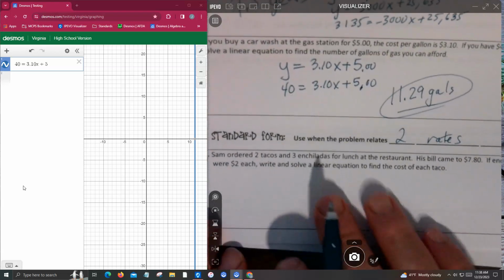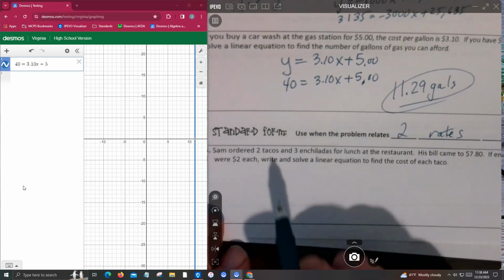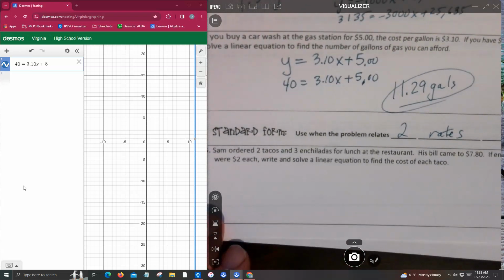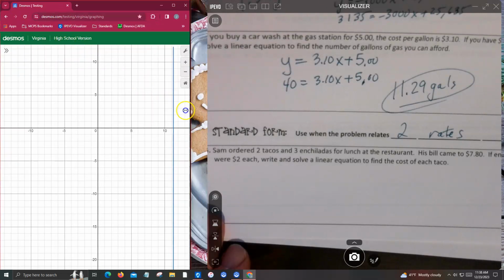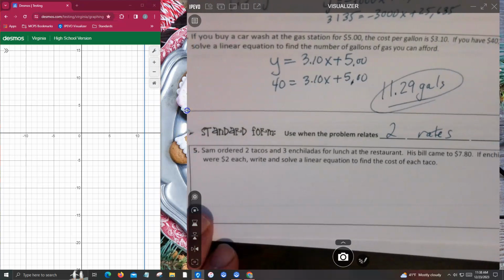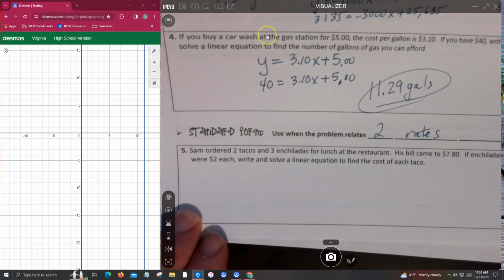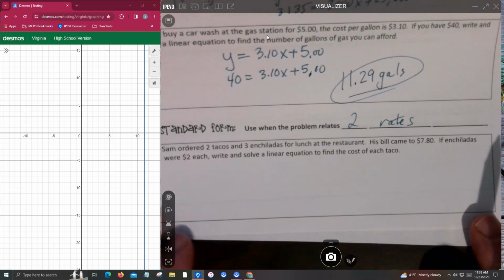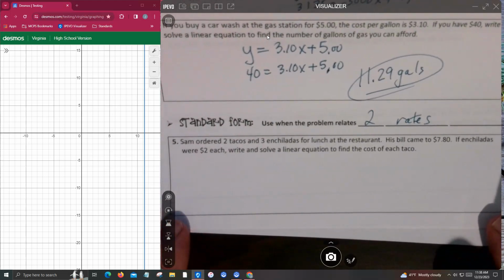All right, so here we go. Sam ordered 2 tacos and 3 enchiladas for lunch at a restaurant. Let's give myself a little bit more room here. All right, his bill came to $7.80. If enchiladas were $2 each, write and solve a linear equation for the cost of each taco.